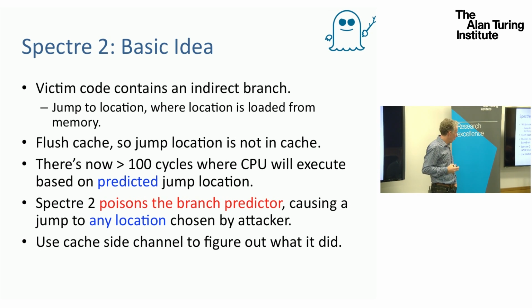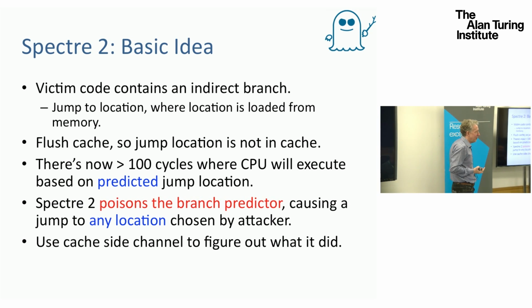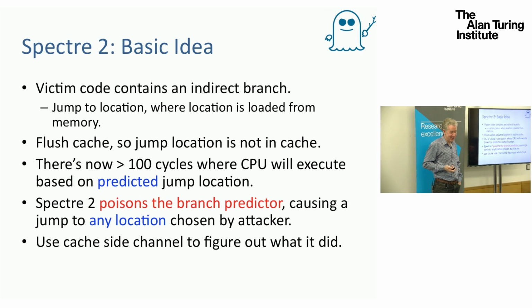And so then you use the same sort of cache side channel effects to figure out what the code did when it got there. But you can make it go anywhere in the process, which is pretty crazy. I mean, code with no bugs, and you can make it jump somewhere random.